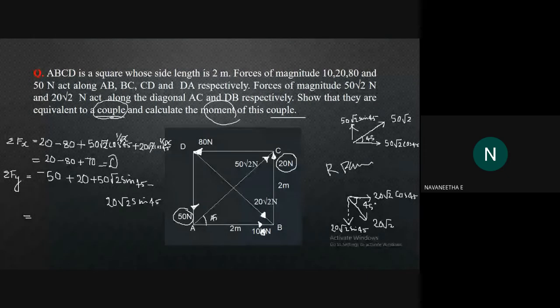Then while doing this sigma fy, you will get the answer. What is the answer, sigma fy? Okay, so it is 0. Here it is not 20, it is 10. 10 Newton is acting in the y direction, sorry, x direction.